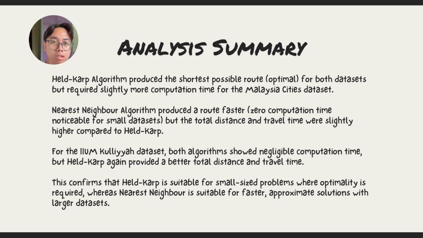The nearest neighbor algorithm produces a route faster, which is a zero computation time noticeable for small datasets, but the total distance and travel time were slightly higher compared to the HELCAP algorithm. For the IIUM Kuliyyah dataset, both algorithms show negligible computation time, but HELCAP again provided a better total distance and travel time. This confirms that HELCAP is suitable for small size problems where optimality is required, whereas nearest neighbor is suitable for faster approximate solutions with larger datasets.